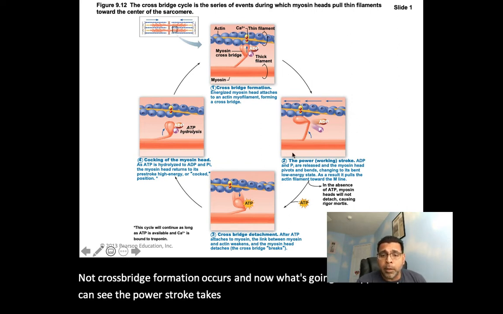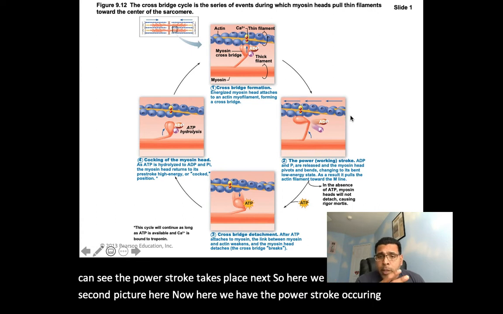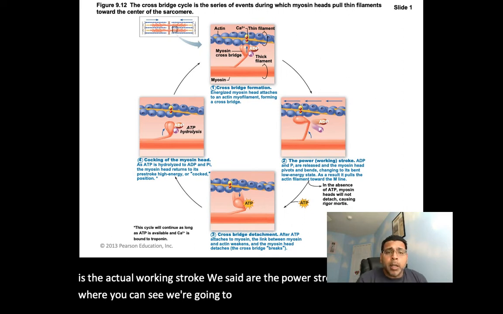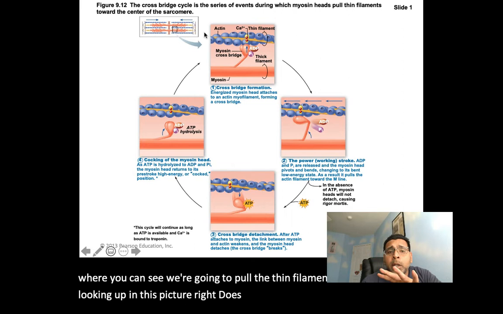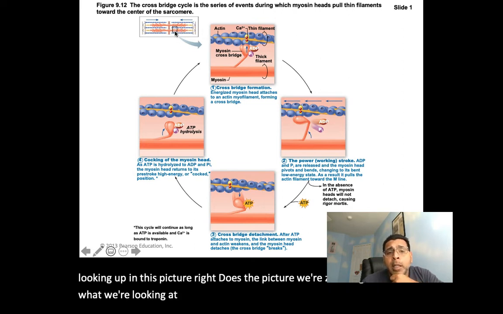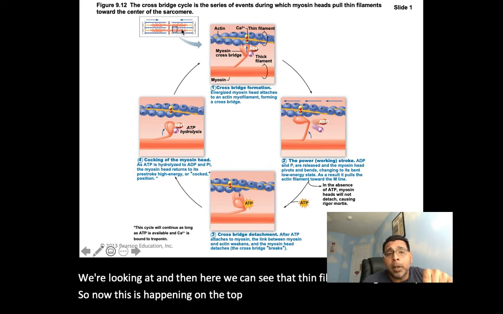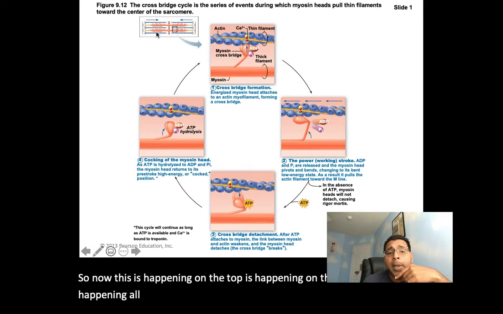So here we move down to the second picture. Here we have the power stroke occurring. This is the actual working stroke, or the power stroke, where we pull the thin filament in. This is the picture we're zooming in on. Here is the thick filament, and here we can see the thin filaments on top. This is happening on the top, on the bottom, and on all different sides. Same thing is happening on this side here.